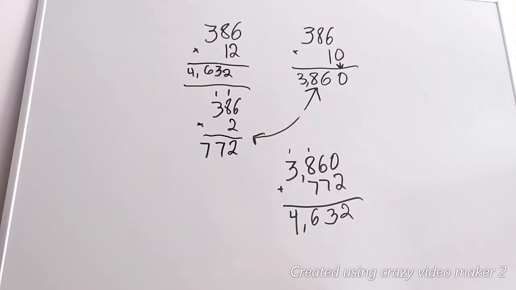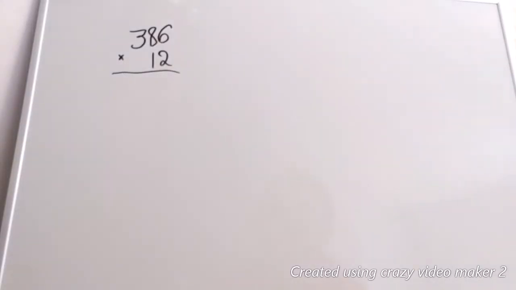And erase your board. Now, we are going to do a bit of a harder problem. Actually, we're going to do the same problem, 386 times 12, only in a harder way. I didn't tell you that before, but there are two ways. One is harder than the other. So write that down on your whiteboard and let's think.